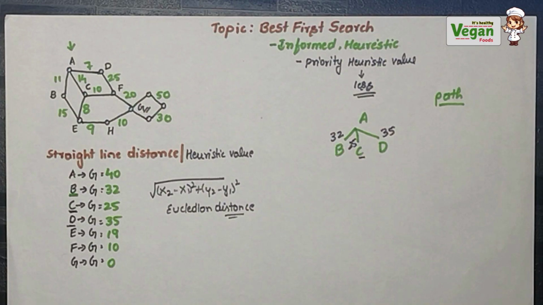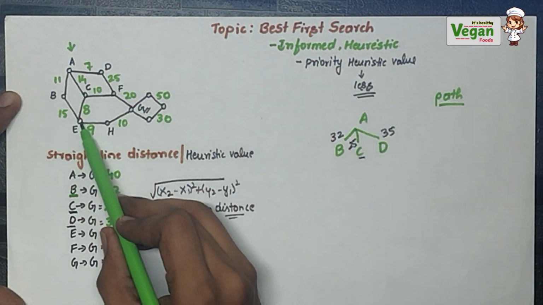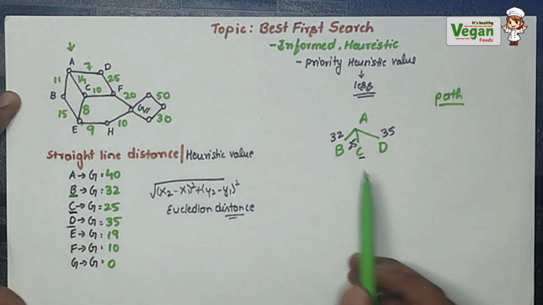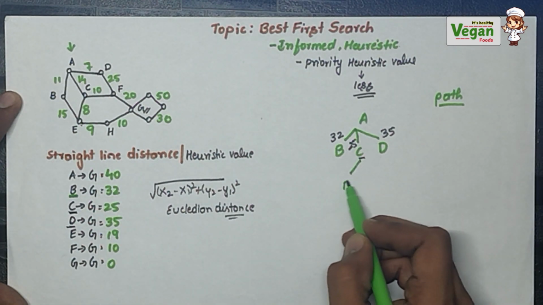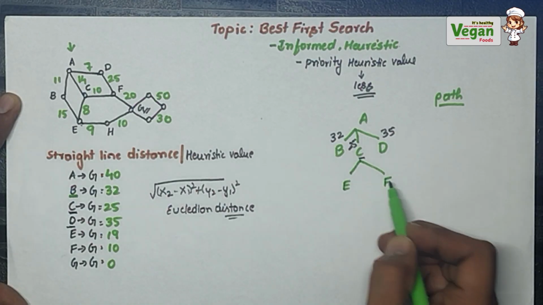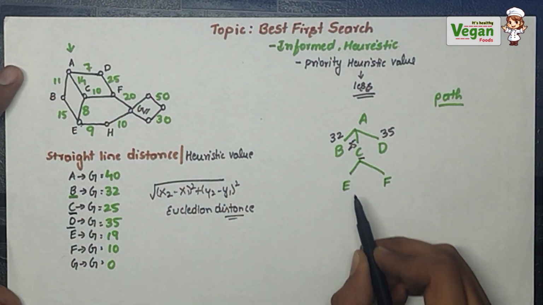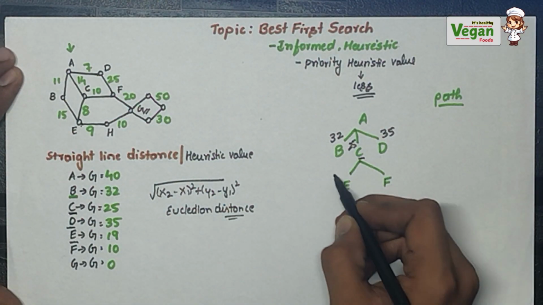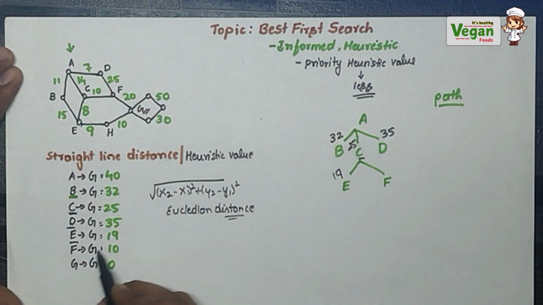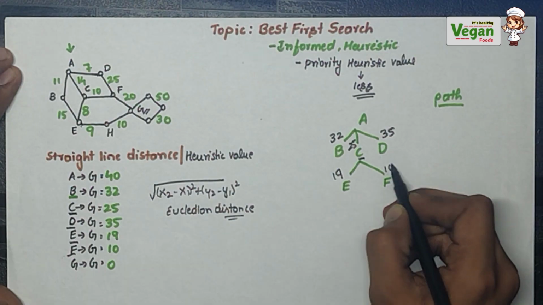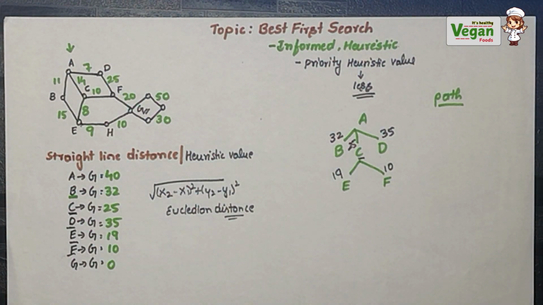Now if you see the main graph, from C you can go to E and F. You can't go back to A because you have already come from A. The straight line distances are the heuristic values. What is the heuristic value for E? It is 19, and for F it is 10. Who has the lesser heuristic value? F. So we will select F.